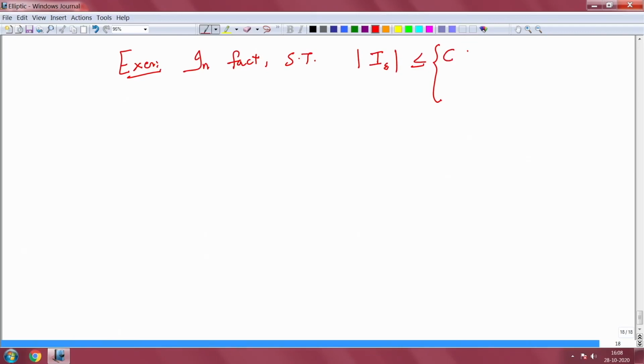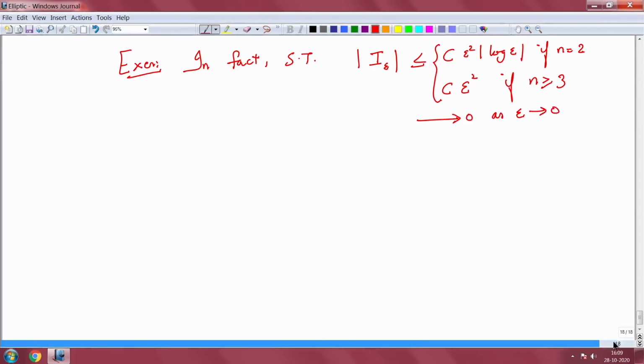Some constant into epsilon square into modulus of log epsilon if n equal to 2, and constant into epsilon square if n greater than or equal to 3. Of course, in the first term you get log epsilon tends to infinity, mod log epsilon, but then there is an epsilon square here and that will make you go to 0. So, this goes to 0. So, you have a precise estimate as epsilon goes to 0.